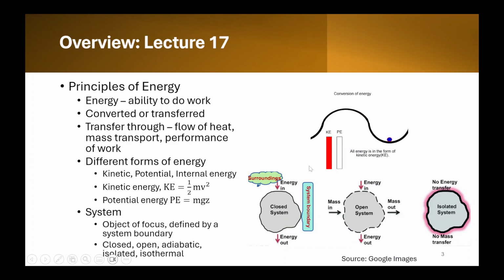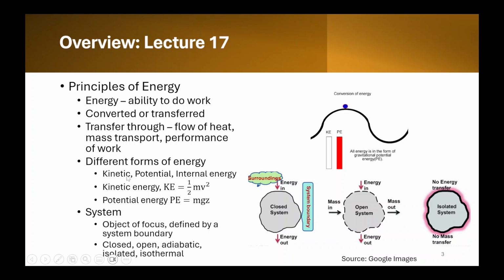As you can see from this GIF here, energy is firstly in the form of potential energy here, and when it falls through this path to a lower position, it gains kinetic energy here, and then kinetic energy becomes zero here. So that is how energy is converted from one form to another.